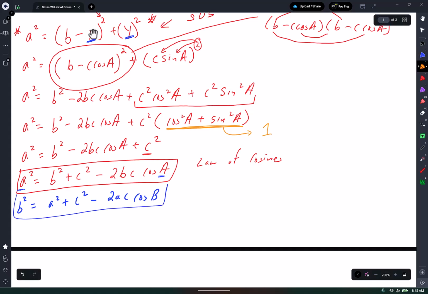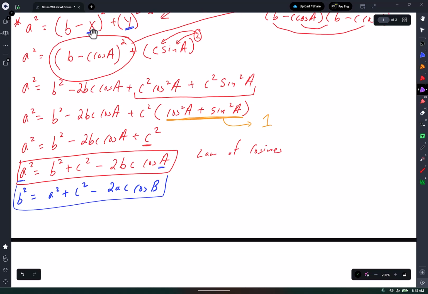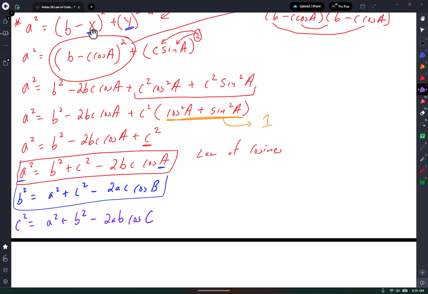Now you guys hook me up. Let me use purple. What if I write c squared on the outside? Then hook me up with these letters. If I write c squared, then c squared equals a squared plus, minus 2ab cosine c. There it is. Those are all the same, guys.